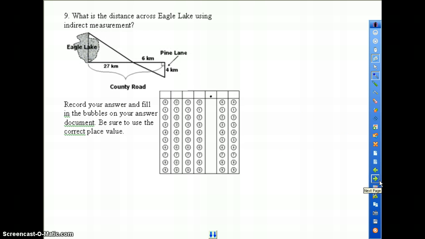And there is an answer bank. Check your answers in the answer bank.